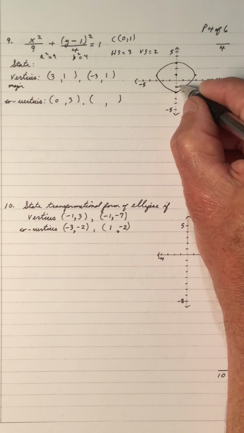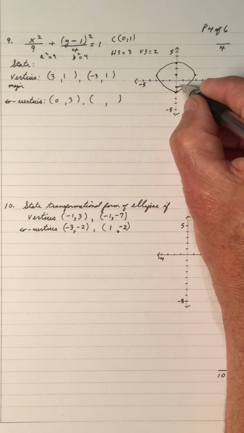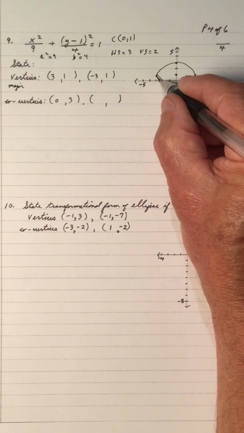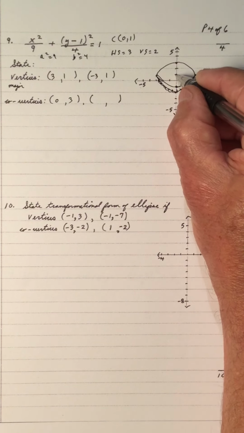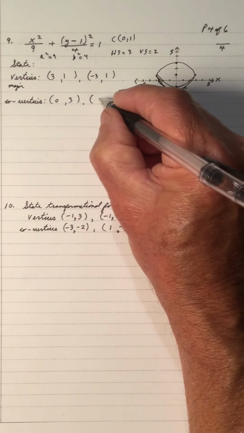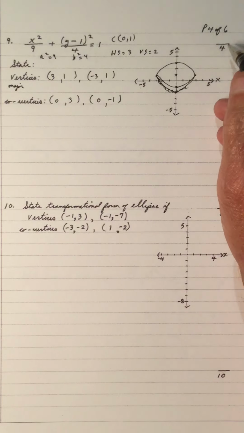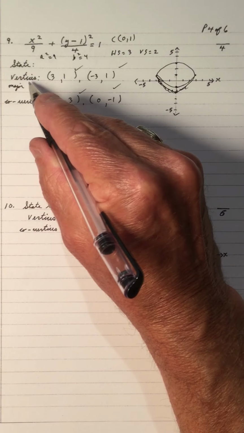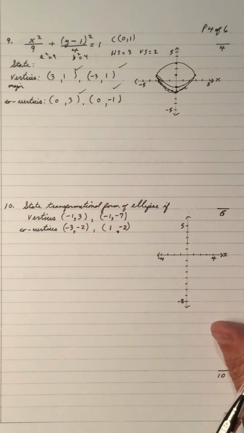I went 2. Oh, notice I went down too far here. Just corrected myself, so it should be this. That shouldn't be right there. There it is right there, 2 up and 2 down. I went too far, I went to the 3. So that's 0, negative 1. And you got a mark for each one of these. Again, the vertices are on the endpoints of the major, the co-vertices are on the endpoints of the minor.